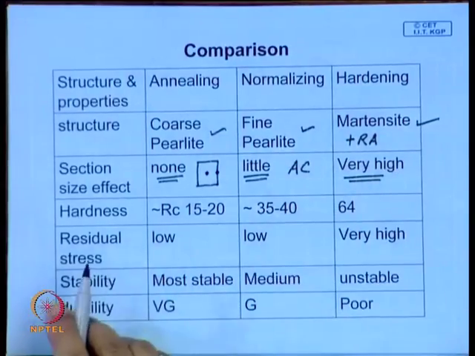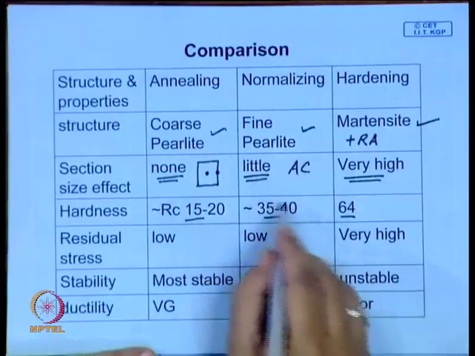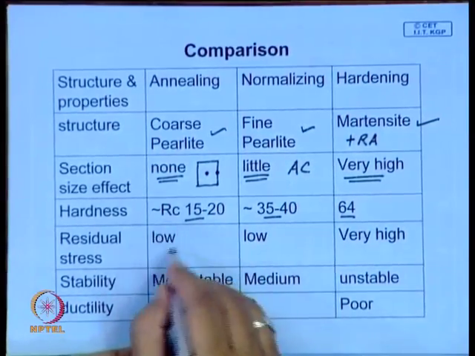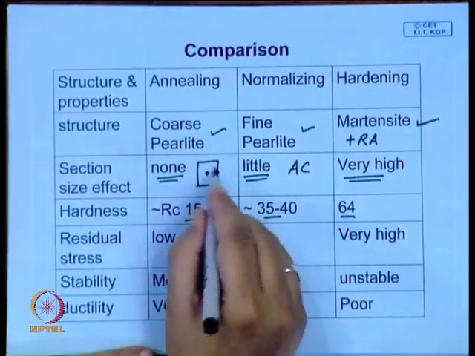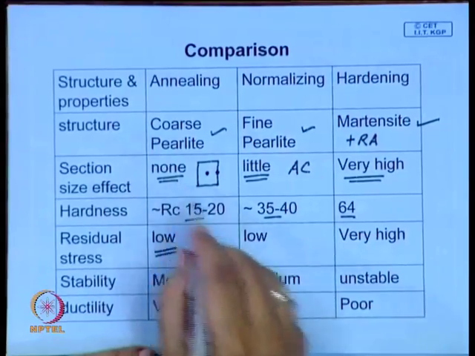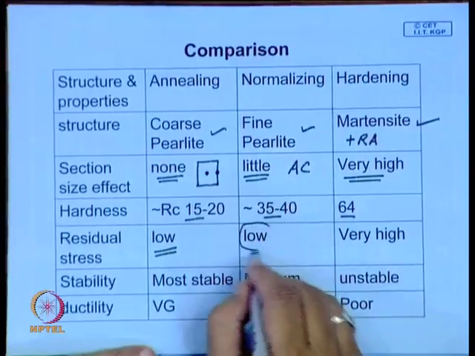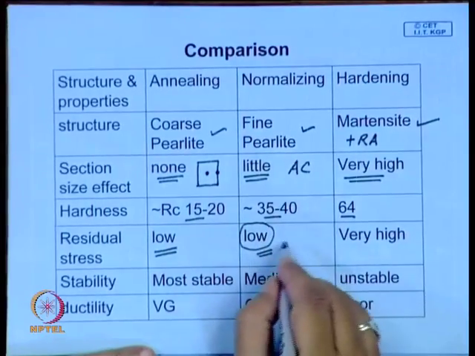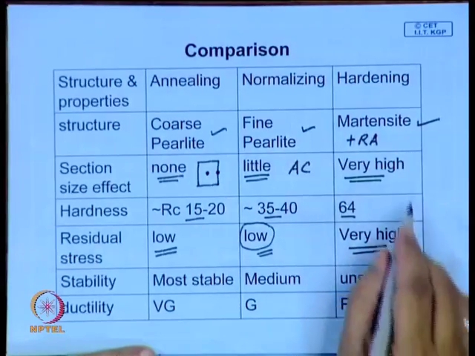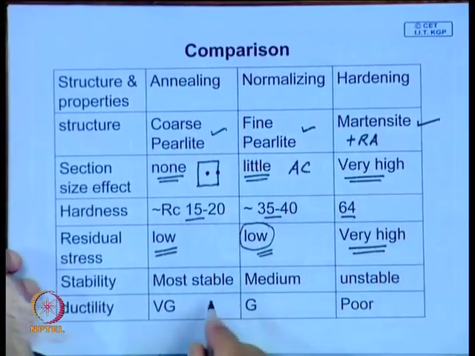So, therefore, this will have a good section size effect. The hardnesses which are mentioned are rough guidelines. Another reason is residual stress, since here the thermal gradient is very low. So, therefore, you do not get any residual stress here, but in normalizing, depending on the section size, normally it is low, but if the job is large, then there is a possibility there may be some amount, whereas in hardening you may land up with very high residual stresses.